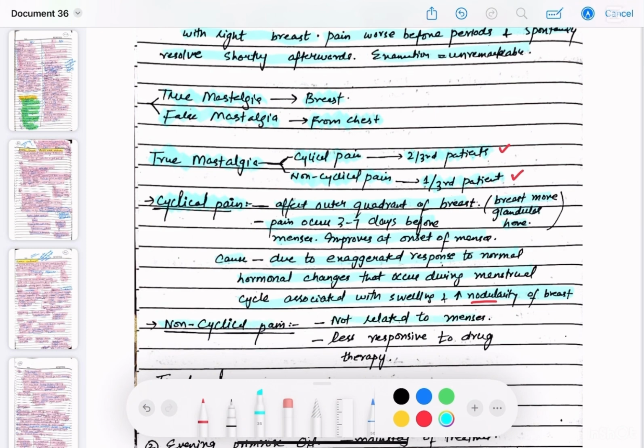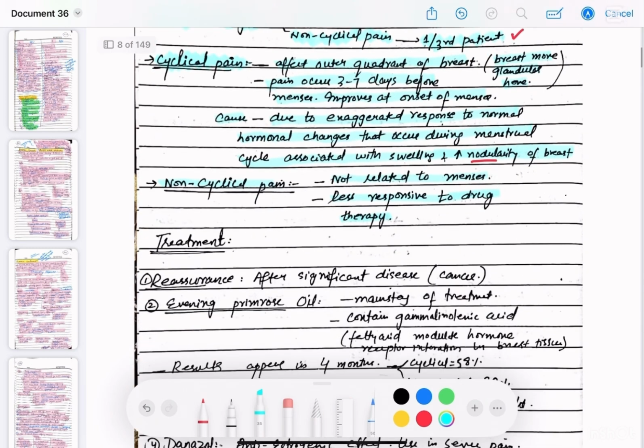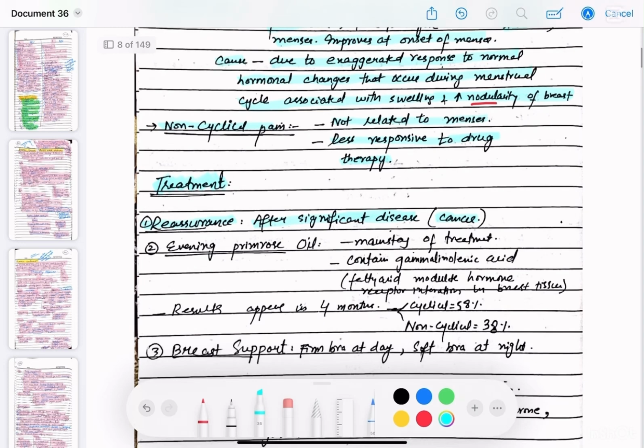Now non-cyclical pain is not related to the menses, and it is less responsive to drug therapy. The treatment options are to reassure the patient after excluding significant disease or cancer, and then evening primrose oil is used. This is the mainstay of treatment, and it contains gamma linolenic acid, a fatty acid which modulates the hormone receptors in breast tissues.